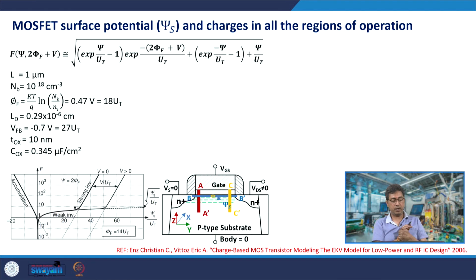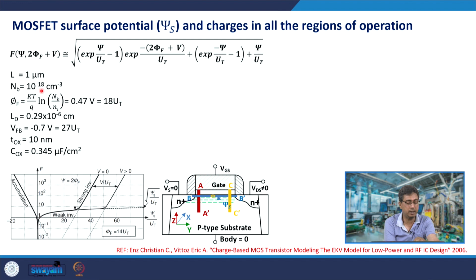Now, let us try to understand this somewhat quantitatively. Let us take an example device. The example device in the book by Enns in this reference has a phi f of 14 u t. In our example device, we will have a phi f of 18 u t. With this example device, we will do some calculations to understand what we have discussed just now.